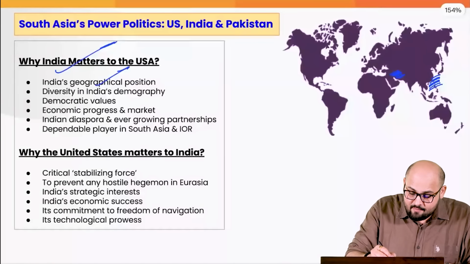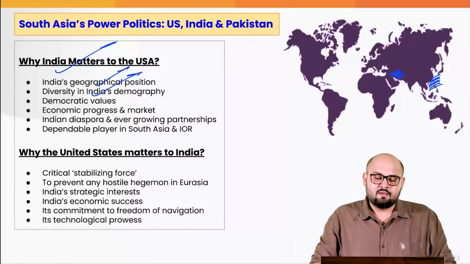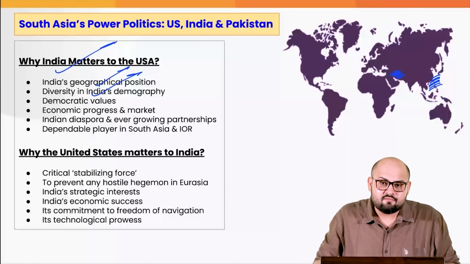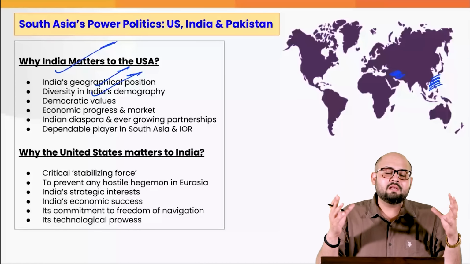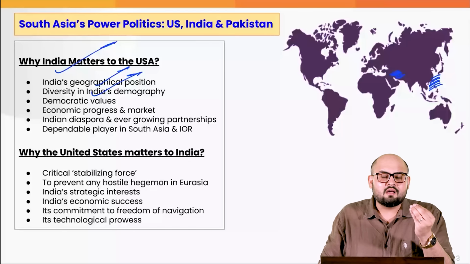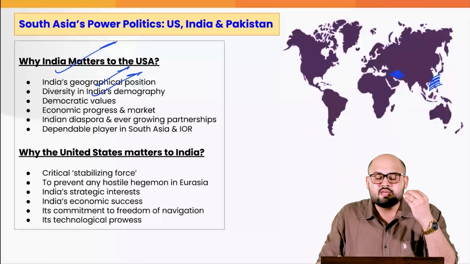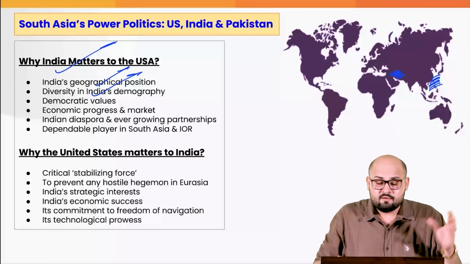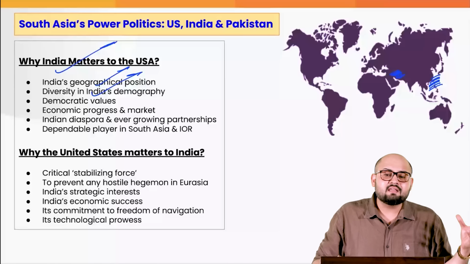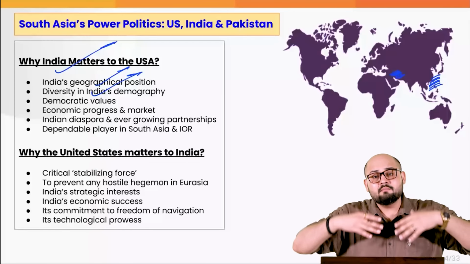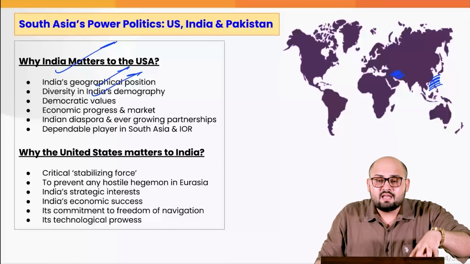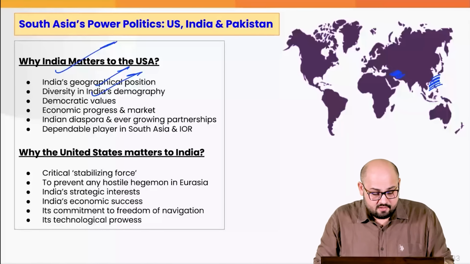Next aspect is diversity in India's demography. We always talk about the demographic dividend we have, right? And India is a nation which has a very young population. Young population means what? That there is a very good prospect of a market for the US, right? So again, the US can come with its companies in India, invest billions of dollars, and again earn more than that, right? Because India provides a very good market to the US.